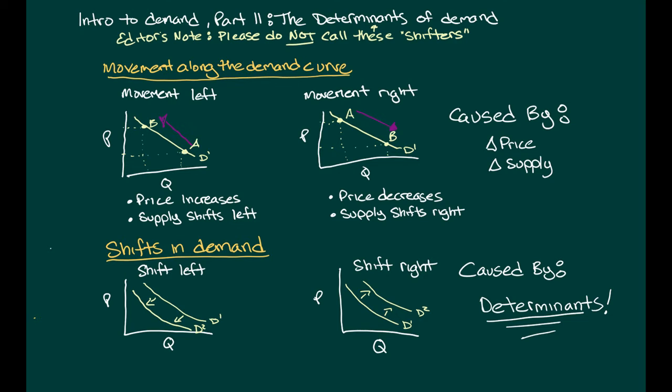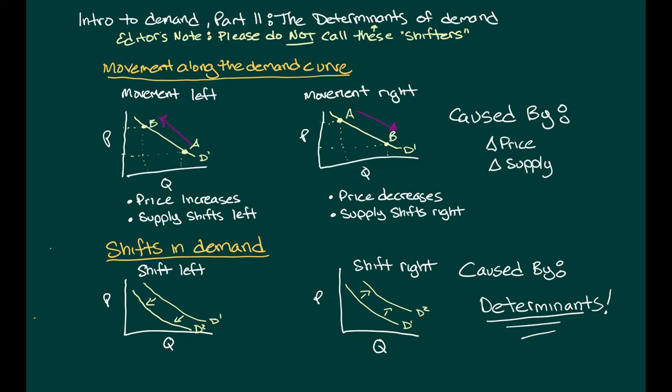of demand. When I teach this lesson, usually I'll go back and do a little bit of review from the previous lesson. So we want to make sure before we start talking about determinants that the kids have kind of wrapped their heads around the concepts of movement and shifts and make sure that they can recognize the difference between a movement along the demand curve and a shift in the demand curve.